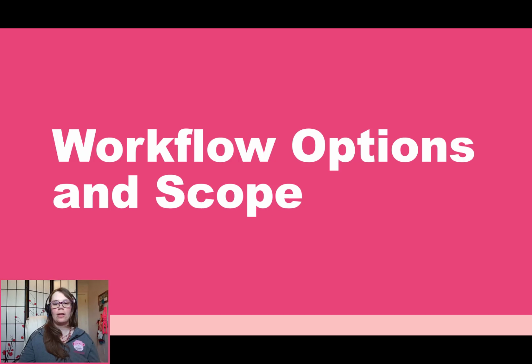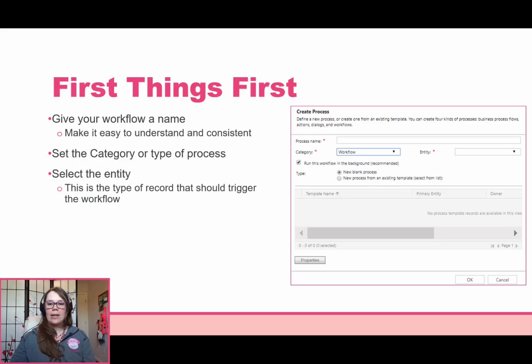But let's focus on our workflows and talk about some of the options and scope. First things first, when you create a new workflow, you're going to get to this page, and there are three important things you're going to want to fill out here. The process name. This is very important to be consistent and descriptive. It's important to have some kind of standard within your environment of how you want to name these so that you can find them quickly and that people know what's happening and it's not hard for them to locate processes that might be doing certain actions or that they need to review.